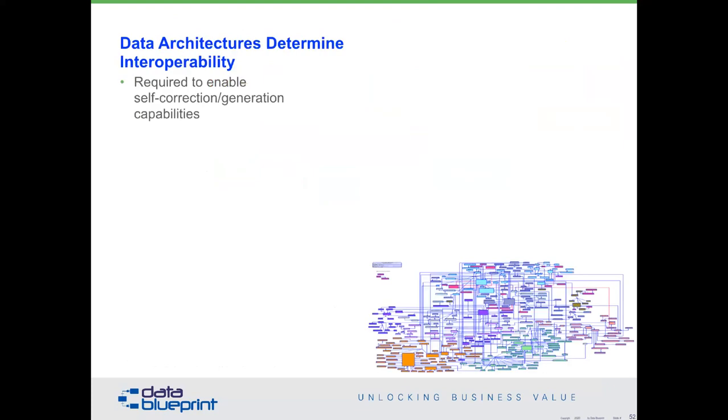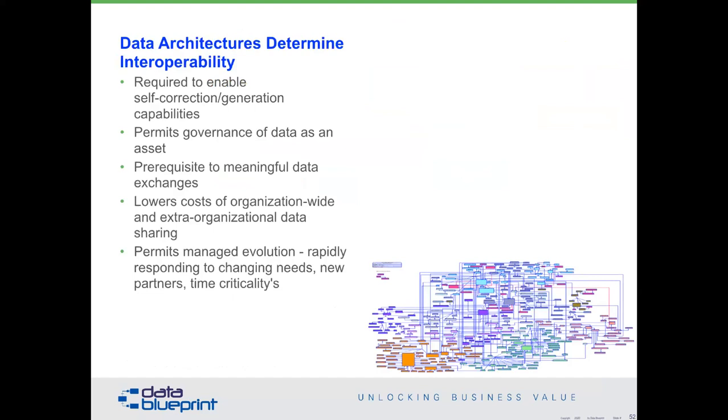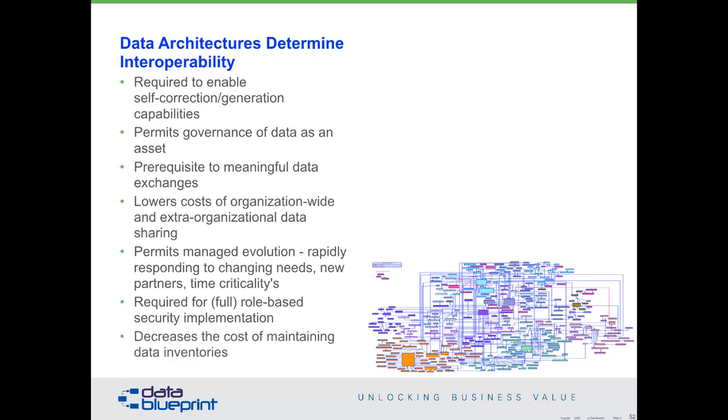And these architectures are required to determine interoperability. In fact, if you have a commercial off-the-shelf software environment, something that's only packages, the only thing that tells you how these packages interoperate is, in fact, your data architecture. So it permits governance of the data, and is a prerequisite to meaningful data exchange. It lowers the cost for various data sharing activities, allows rapid evolution, which is kind of moving us towards an agile type of process in organizations, and it decreases the cost of maintaining our data inventories.